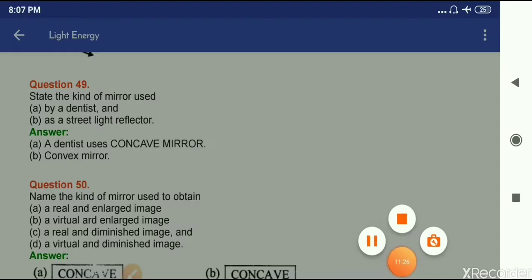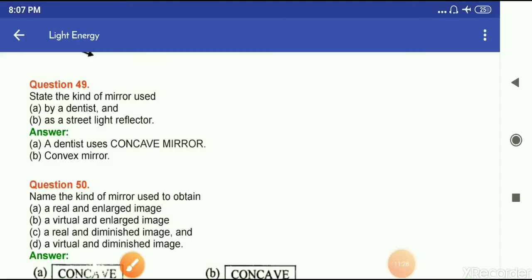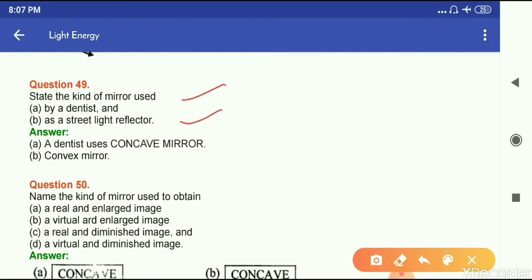Next question, question number 49. State the kind of mirror used by a dentist and a street light reflector. So these are the uses. What kind of mirror is used by a dentist? Concave mirror, and a street light reflector, convex mirror.